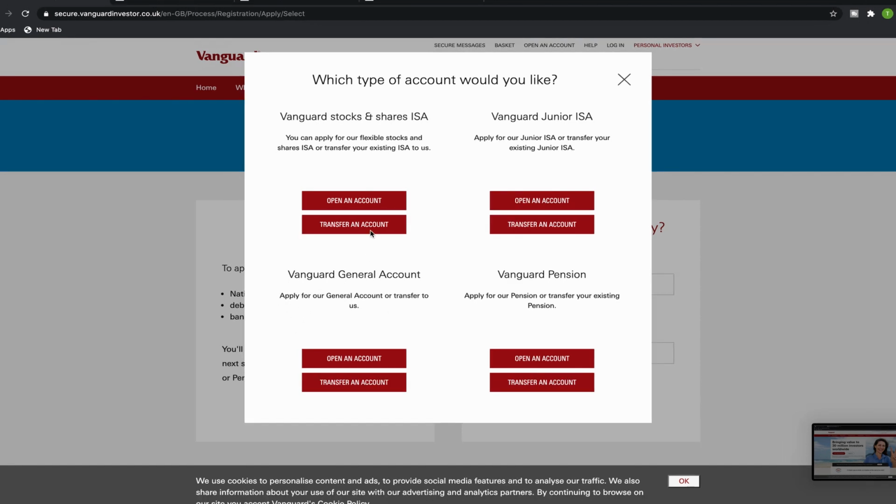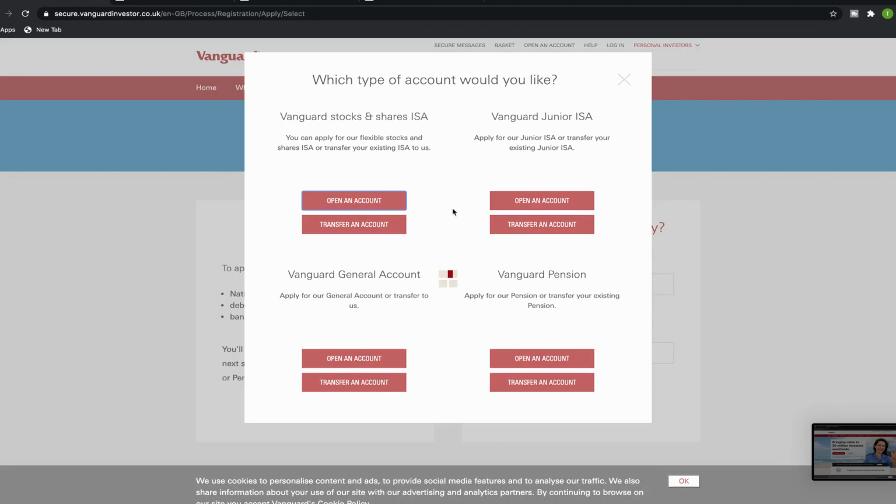All right. So you can also transfer an account, which I've done. I actually transferred my FTSE 100 All Share from Hargreaves Lansdown because I found out that the cost was way higher than what Vanguard was charging. So I brought it over. But in your case, all you would have to do is open an account.